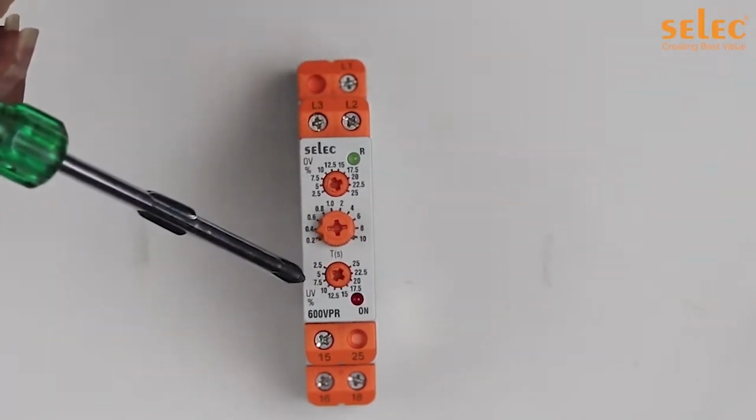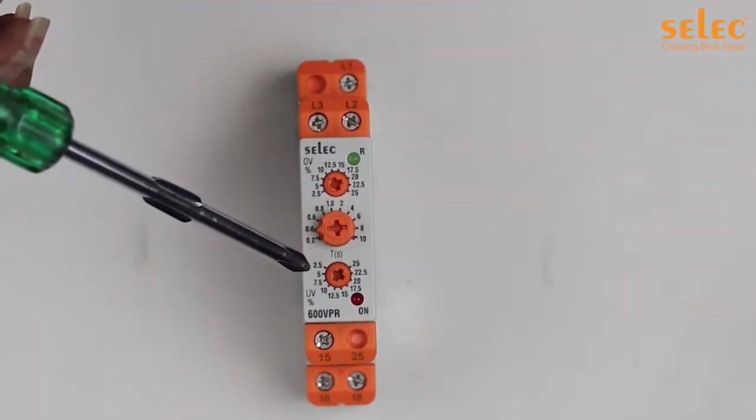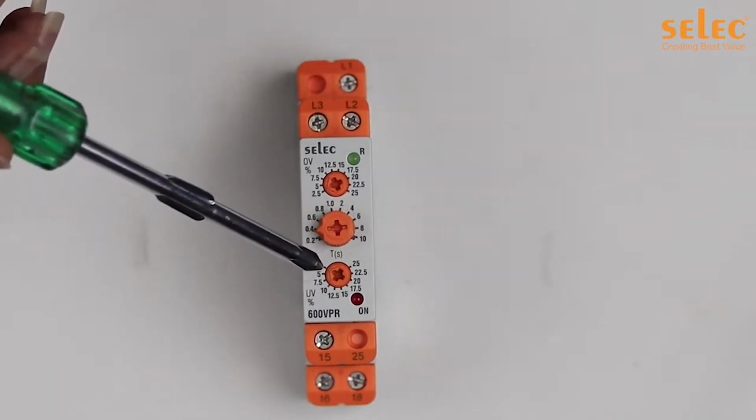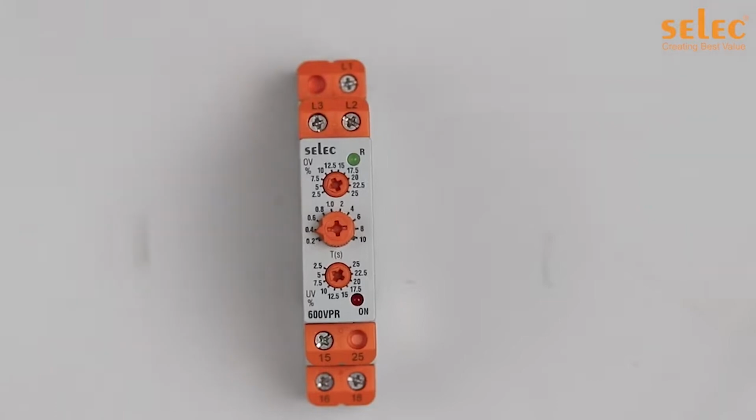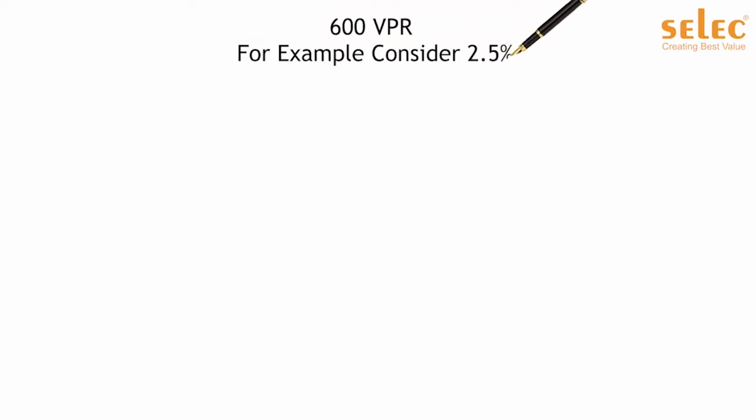The question arises now on how to set these percentages. So I will give you the formula for doing settings for these. So here is the formula which we need to apply. The value 2.5 is divided by 100 into nominal voltage.